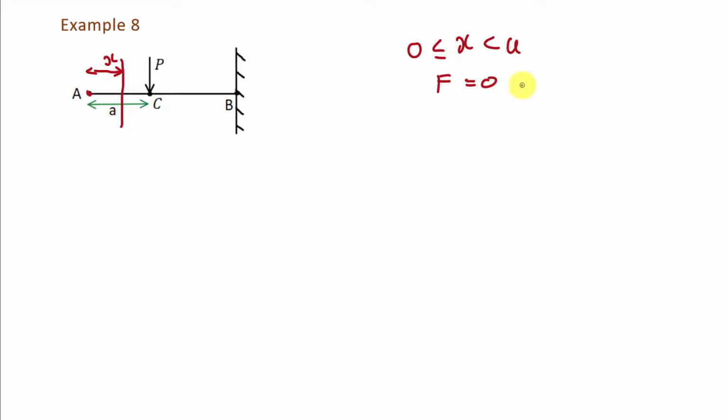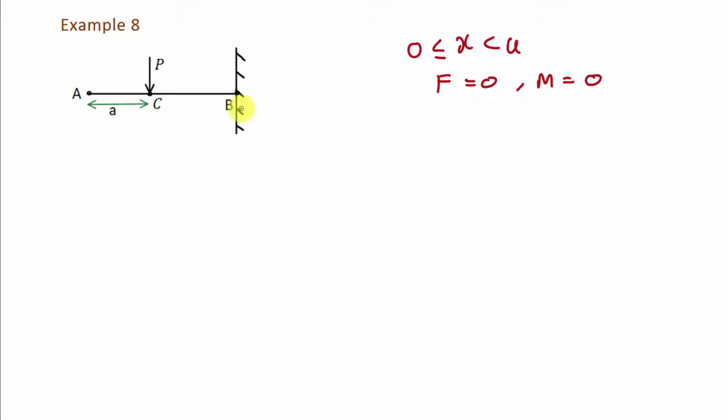Now in this interval, what will be the value of bending moment M? To find bending moment in this interval, we have to take the sum of all the moments produced by the transverse forces acting on the left side of this section. Now here there is no transverse force acting on the left side of this section. So the value of bending moment M also will be equal to 0 in this interval.